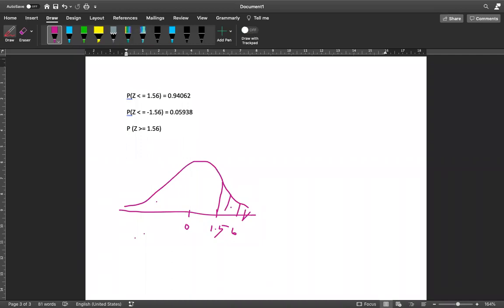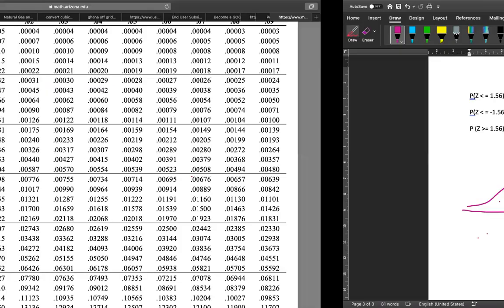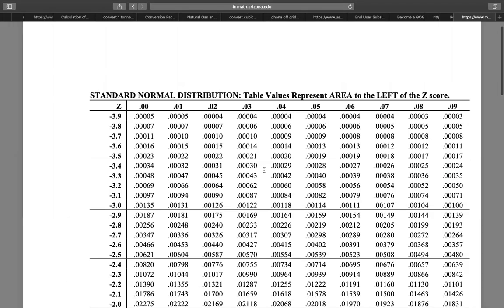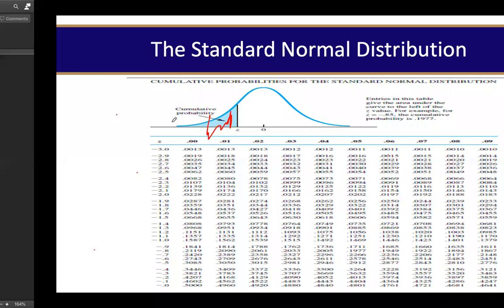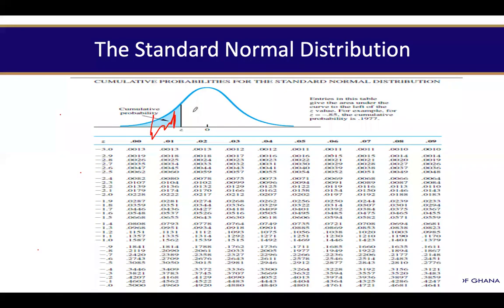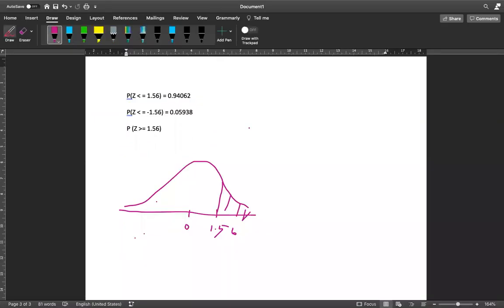Now we have a problem. The problem is that what we see from this table is actually values from the left. But now we are interested in the area to the right. So how do we calculate such a probability? Eunice.